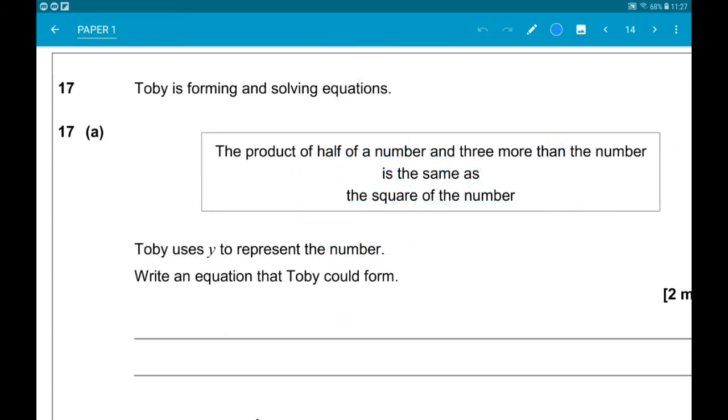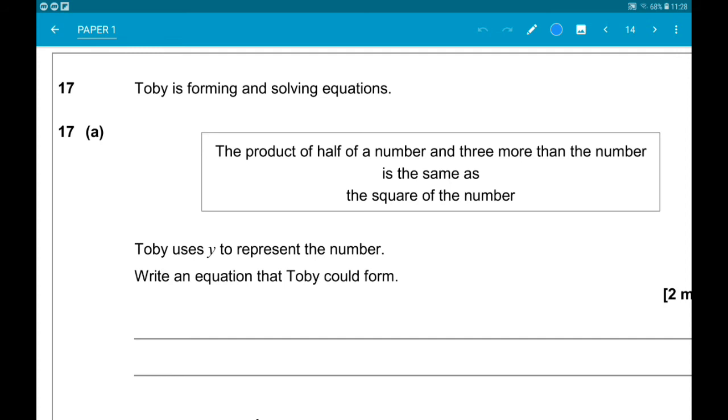Okay, number 17, we have forming and solving equations. I have lots of questions on this in a playlist linked down below. So, Toby is forming and solving equations. What a hero. So, we are told that the product, so that means when we multiply together, so the product of half a number and 3 more than the number is the same as the number squared. Toby uses y to represent the number. We want to write an equation that he can use.